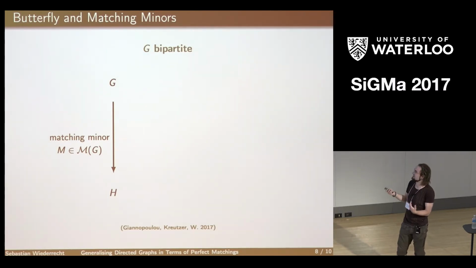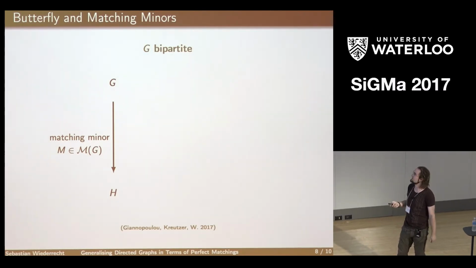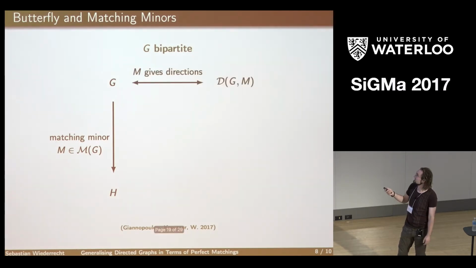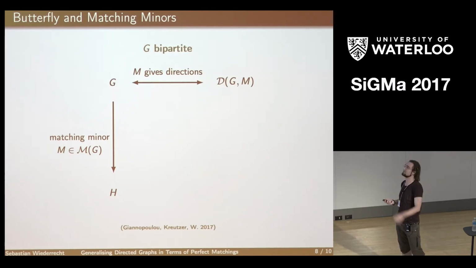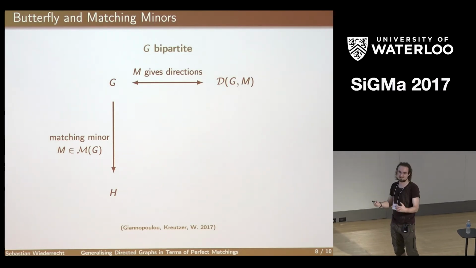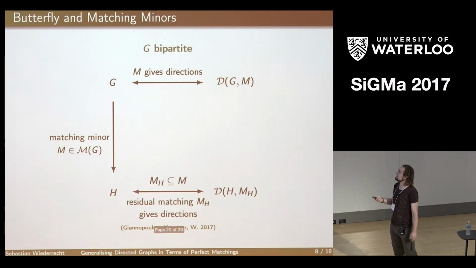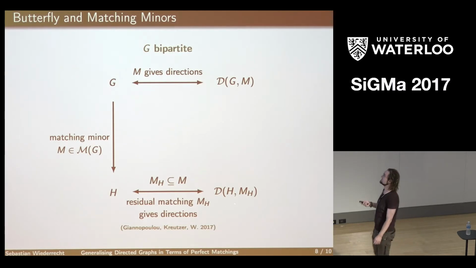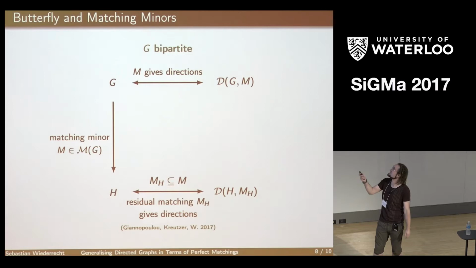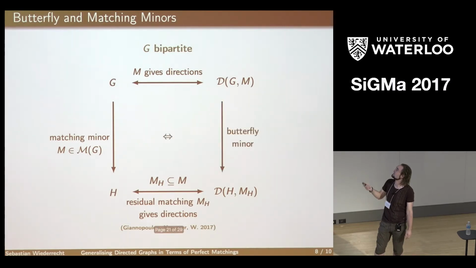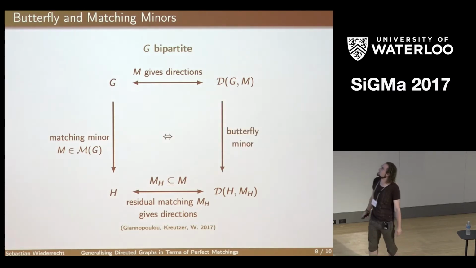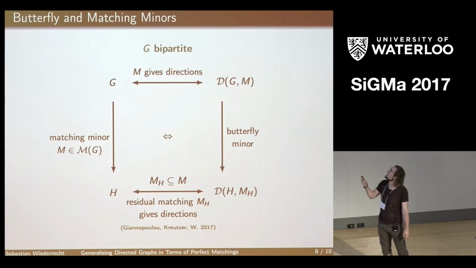And this perfect matching will somehow be represented in H as well, so we will have some residue left over. And taking M, we can also find, since G is bipartite, this M direction, this directed graph hidden within G, corresponding to M. And as I said, there's a part of M left over in H. This we can also use to get the direction of H. And it turns out these two graphs are also connected, because this one here will be a butterfly minor of the first one above.